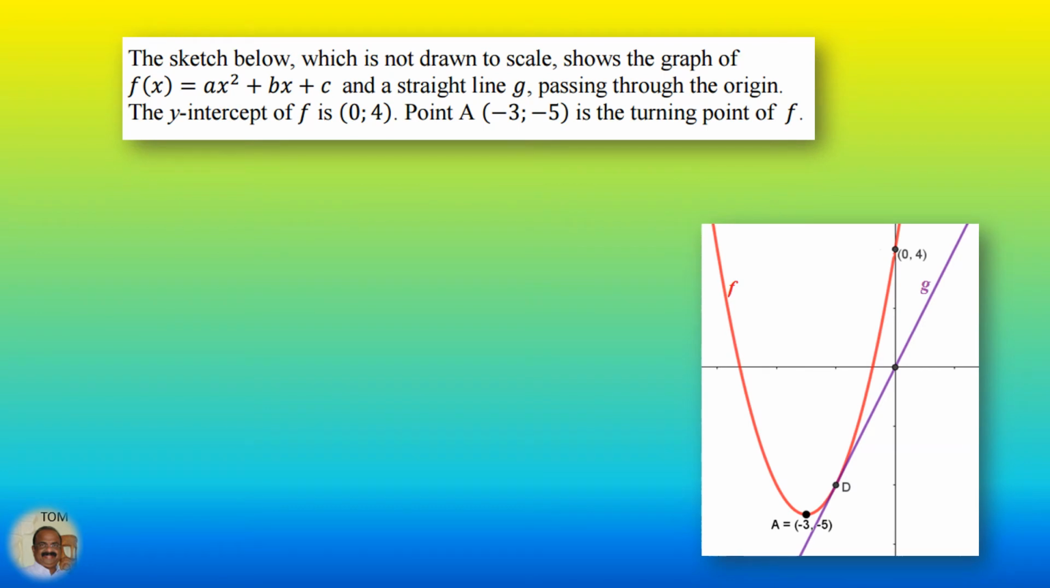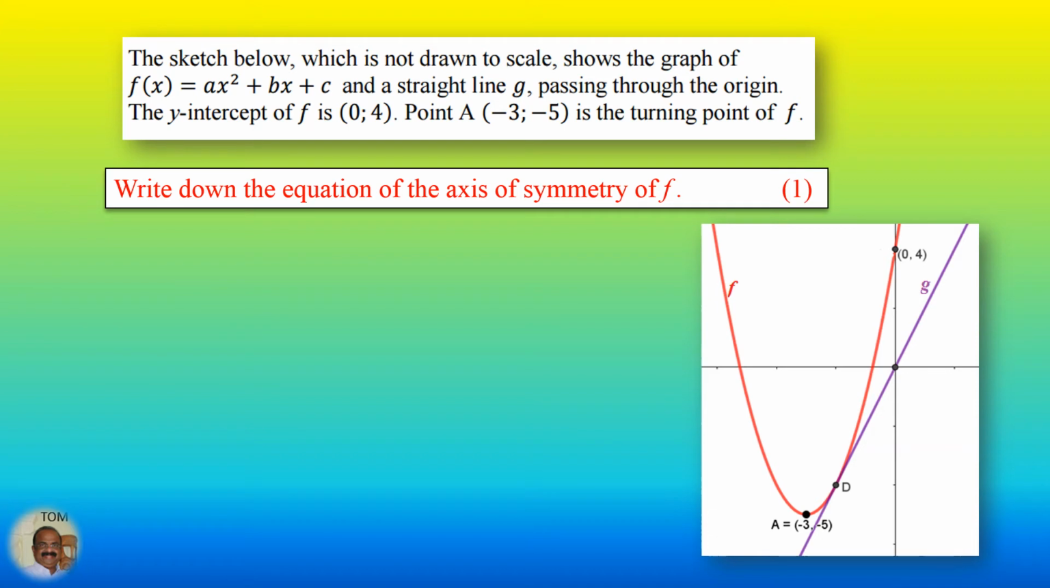Now we come to a new question. Again, there is a parabola and a straight line. The parabola is f(x) = ax² + bx + c, and the straight line is g. The point A is the turning point, (-3, -5), and there is the y-intercept (0, 4). What is our question now?